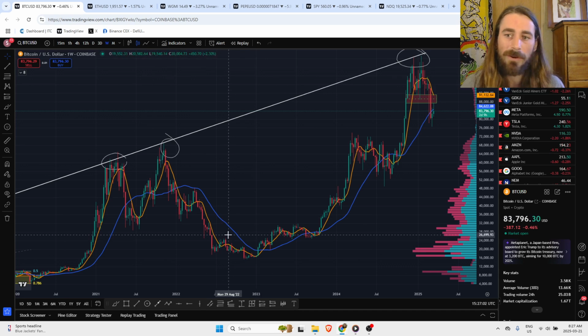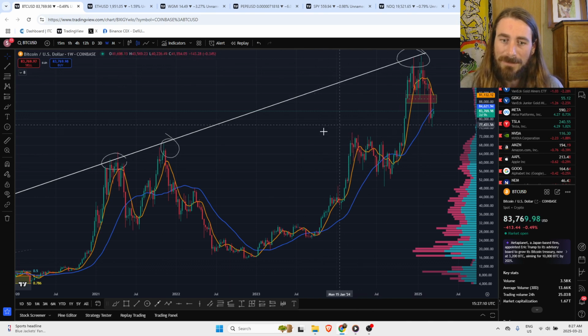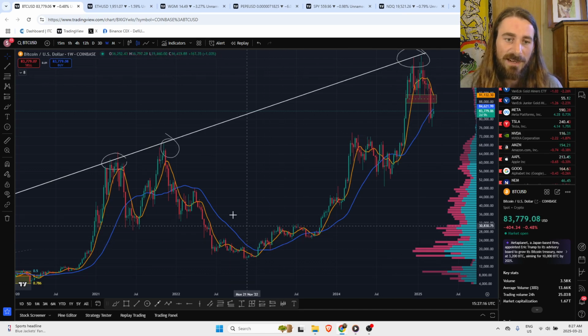To be in a macro uptrend, ideally you want that 50-day above the 200-day and price above that 50-day. So what we saw right through here, that's that macro uptrend. Same thing through here, and even through here we did have that little uptrend signal right there.